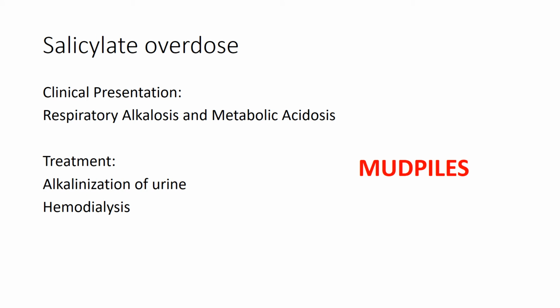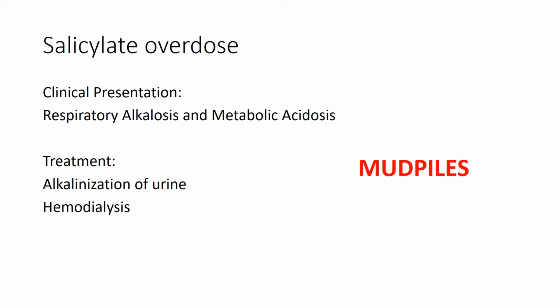Rounding out the list of medication overdoses in the ICU setting is salicylate overdose. This is probably my favorite because of the acid-base implication and physiology. It makes logical sense when you think about how the primary presentation is respiratory alkalosis and metabolic acidosis. You could see some nausea, vomiting, tinnitus, agitation as well.